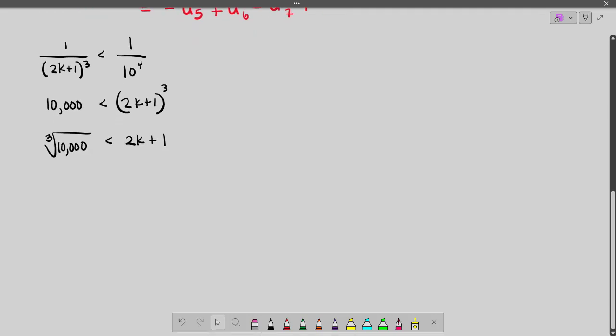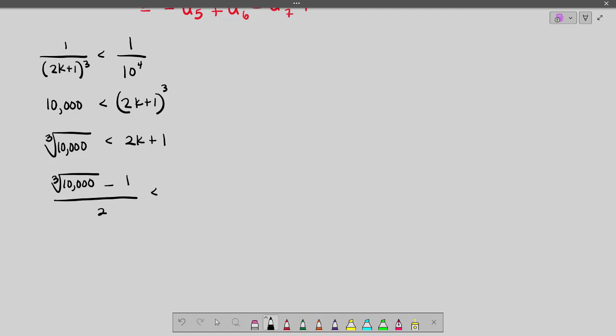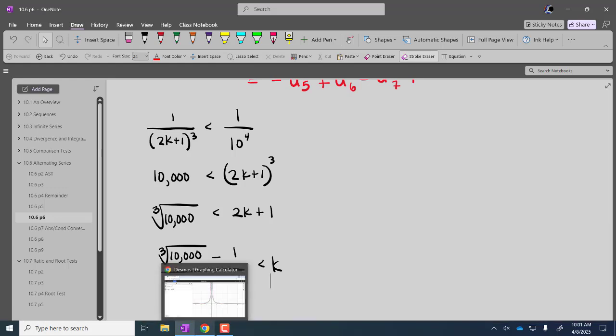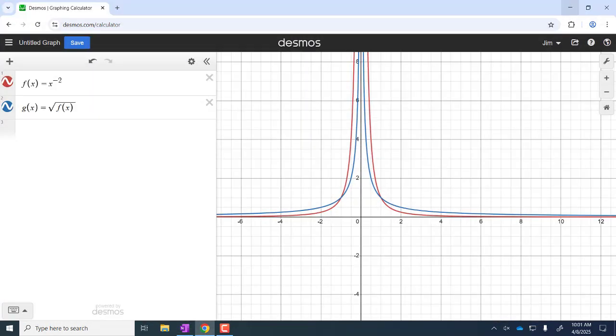Let's finish the algebra. So then we're going to subtract 1 and divide by 2. So we're going to take the cubed root of 10,000. We're going to subtract 1. We're going to divide by 2. And k has to be bigger than that. So all we're going to do is type that into our calculator and find the first integer that is bigger than that.